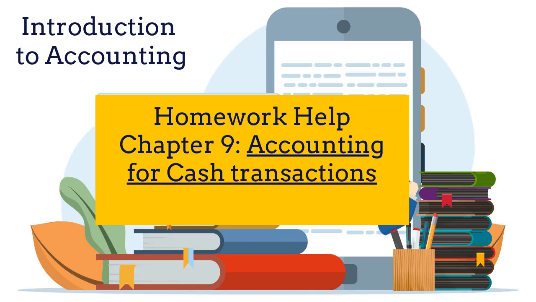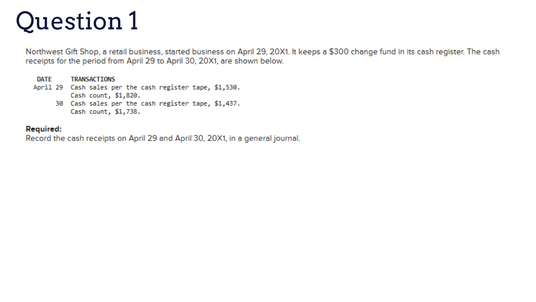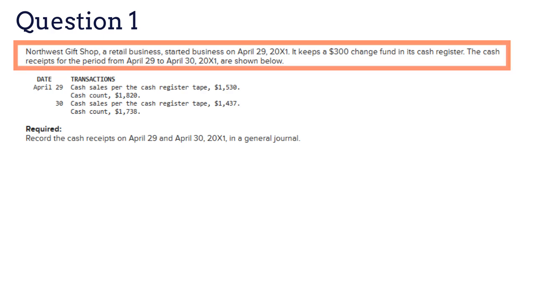Hello. In this video, I'll help you get started on the Chapter 9 homework which tests you on the concepts of cash over and short, petty cash, and bank reconciliations. In question 1, Northwest Gift Shop, a retail business, keeps a $300 change fund in its cash register. The cash receipts for the period from April 29th to April 30th are shown below.